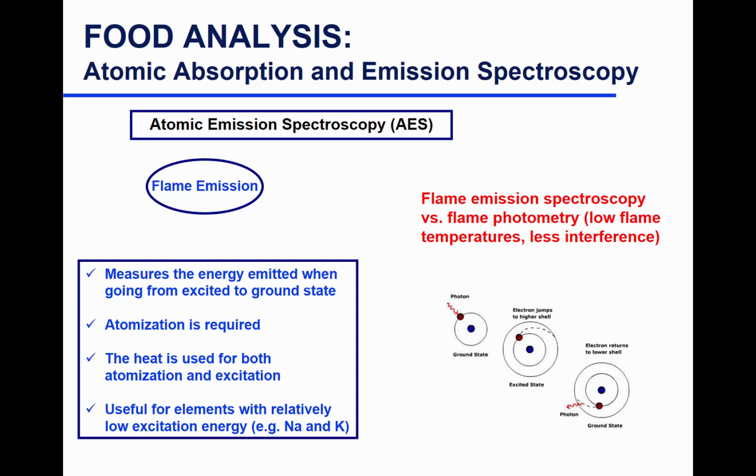Flame emission. Again, here we're measuring the emitted light rather than the absorbed light. In this case, when the electron goes back from excited state to ground state, you get dissipation of heat, and the remaining energy is emitted as a photon with lower energy and longer wavelength.